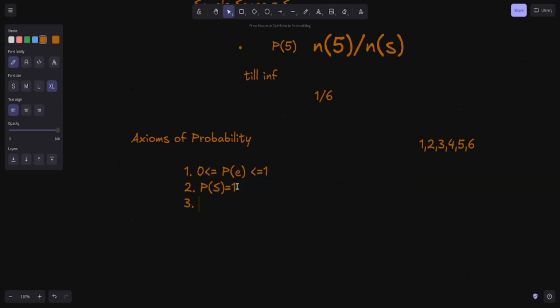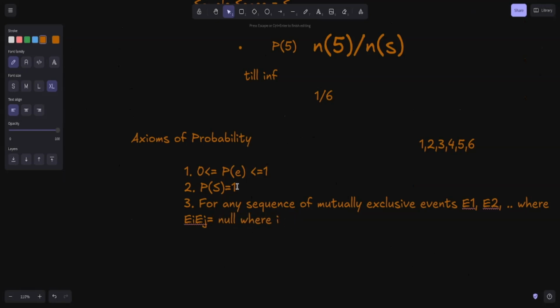Third axiom. So for any sequence, this is a big one, of mutually exclusive events E1, E2 and so on, where Ei intersection Ej is equal to null, where i is not equal to j, probability of union of Ei is equal to sum of probability of Ei. Okay, so that means what?